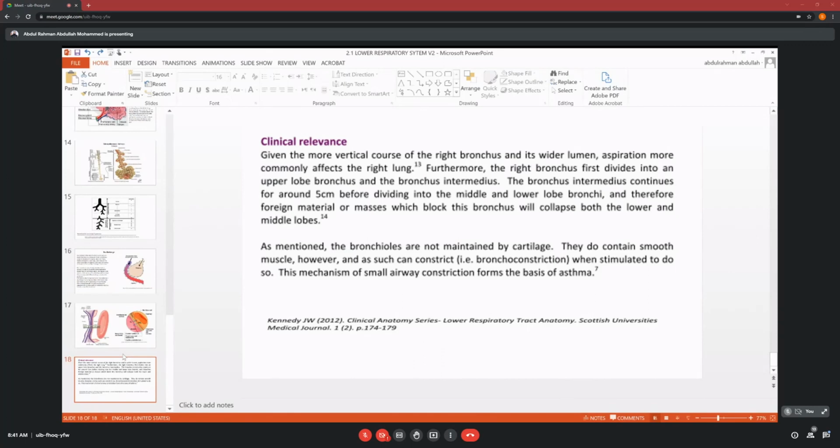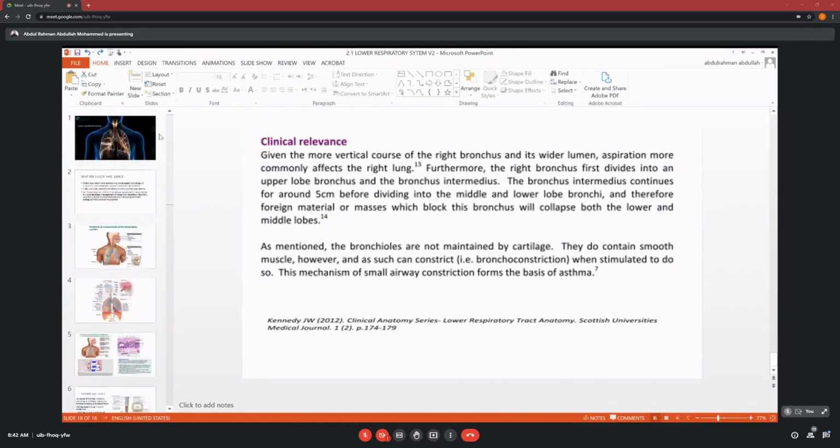So here is the second point, saying the bronchioles are not maintained by cartilage. Yeah, this is important. The lower part of the bronchioles is not maintained by cartilage but by smooth muscle. So when they constrict, it makes bronchoconstriction. This narrows the airway and forms the basis of asthma. So this is what happens during asthma. That's why we give bronchodilators, to relax the smooth muscle and prevent the constriction.